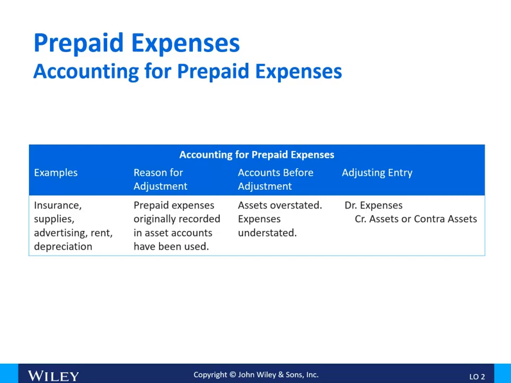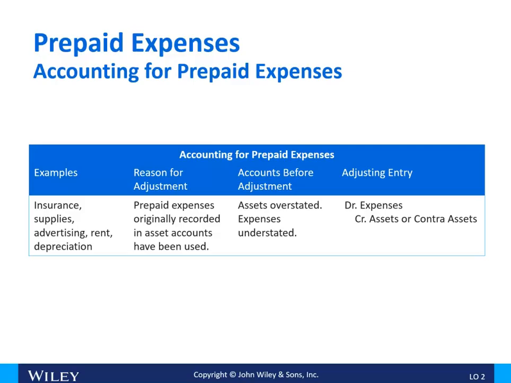So here's the summary of accounting for prepaid expenses: insurance, supplies, advertising, rent, depreciation. Some of the examples we talked about. Prepaid expenses are originally recorded as assets. We've used up some of that asset, whether through actual use for supplies, for example, or use it up over time. So insurance, depreciation, rent are all things that time is what we're using up of that asset.